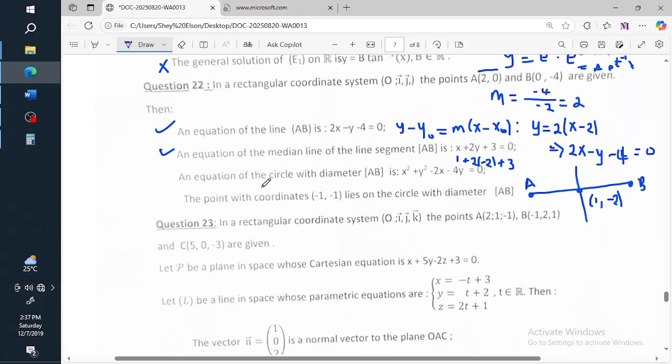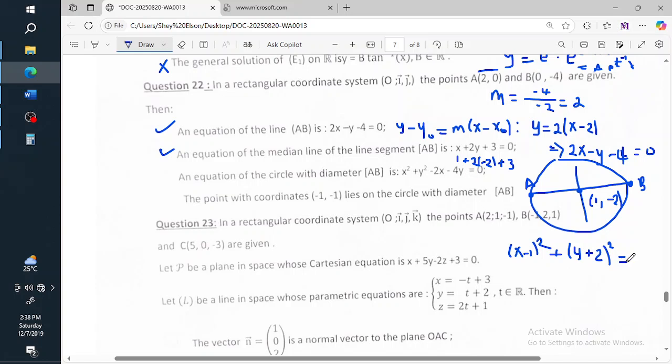Now let's go to C. An equation of a circle with diameter AB is this. If the diameter is AB, it means that the circle passes through A and B. So the center of the circle is just the midpoint of A and B. The equation of a circle is given by x minus the x coordinate of the center, (x minus 1) all squared, plus y minus the y coordinate of the center, (y minus negative 2, which becomes y plus 2) all squared, equal to the radius squared.